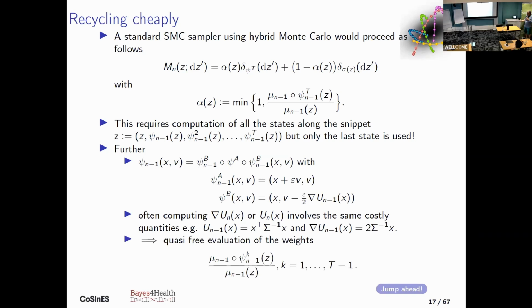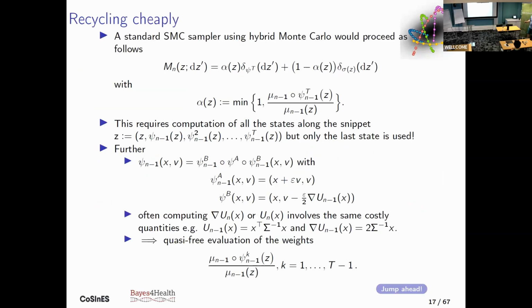And why is that a pity? Because if I want to use importance sampling type ideas, this is exactly what I need. I need the energy to compute mu n minus 1, right?